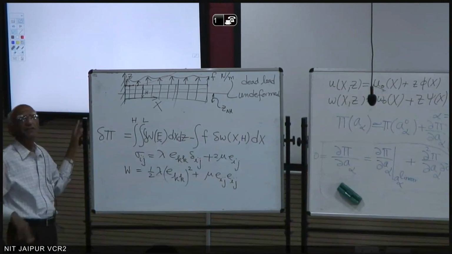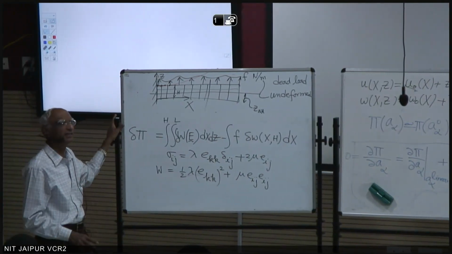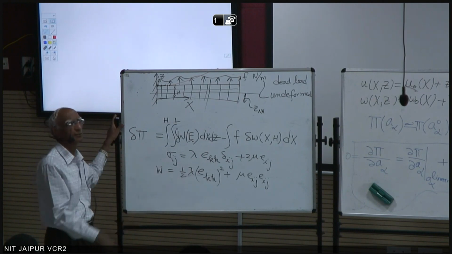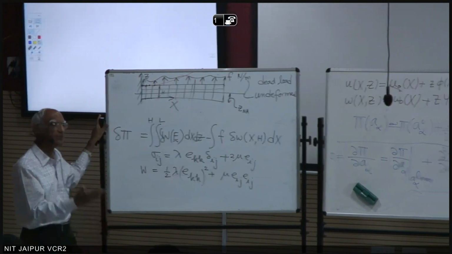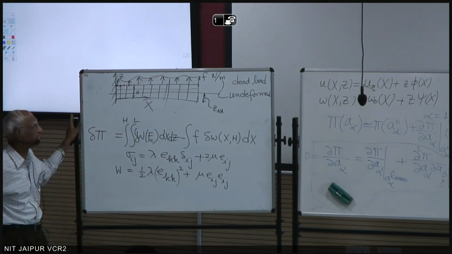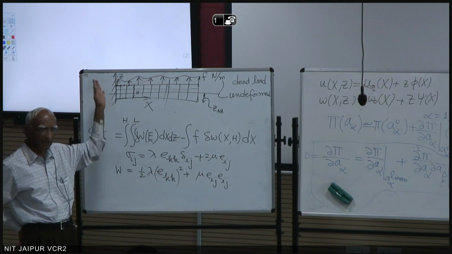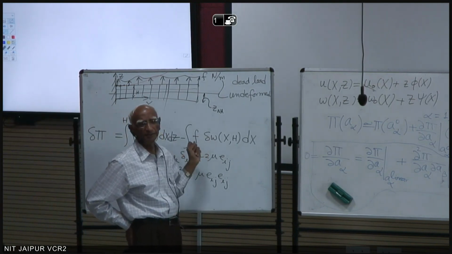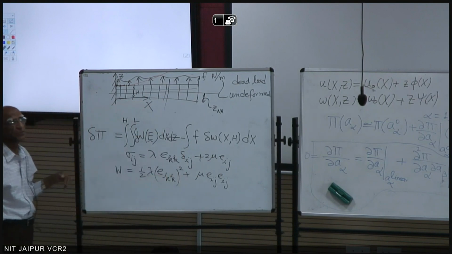And if you still want to improve, you can say, I will take my solution as x square, x cube, x to the power 4. You still have 16 unknowns. But you are right. We will need to satisfy the boundary condition. The essential boundary condition, not natural. Natural is here, the load one. The work done by the loads.